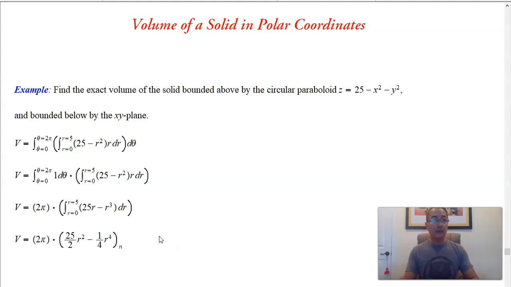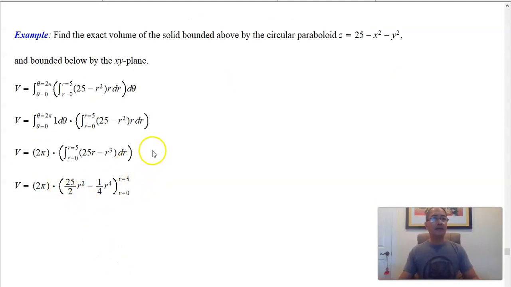Okay, so we'll go from r equals 0 to r equals 5. Maybe I can make it look nicer here. There we go. R equals 5, and this is r equals 0. Now, that looks a little bit nicer. So, of course, at 0, everything goes away, so we only have to worry about 5. So, we get another 25 there. Let's write it as 5 squared. And then we have 5 to the 4th power.